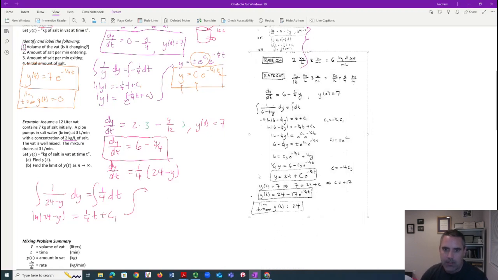But in the end, I got to here. I plugged in my initial condition, so when I plugged in a 0, I got a 7, and I solved for c, so c came out to be negative 17. And then as t goes to infinity, this part goes to 0, so you're left with 24. So this is going to approach 24.